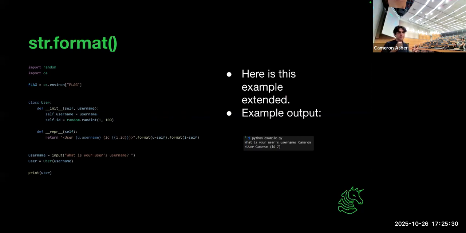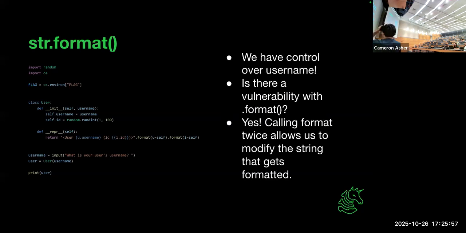Alright, I'll go through the example. This is how it's supposed to work. It takes a username from the user and then randomly generates an ID. So yeah, it makes sense. It does what you expect it to do, right? It fills in the username and fills in the ID number that gets randomly generated. So that looks normal.